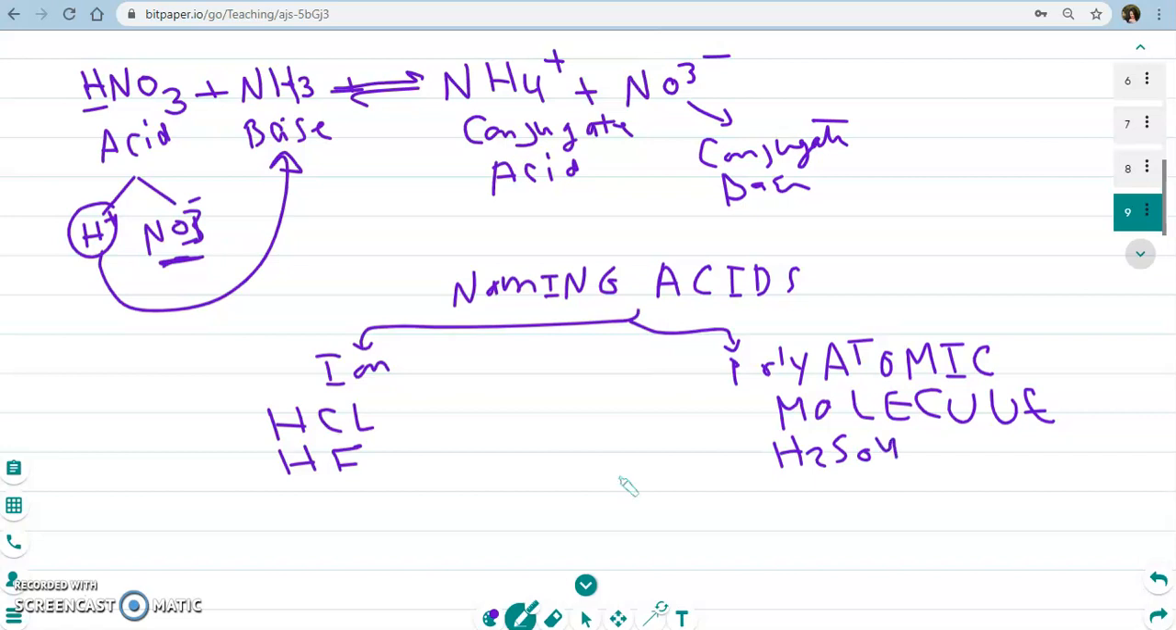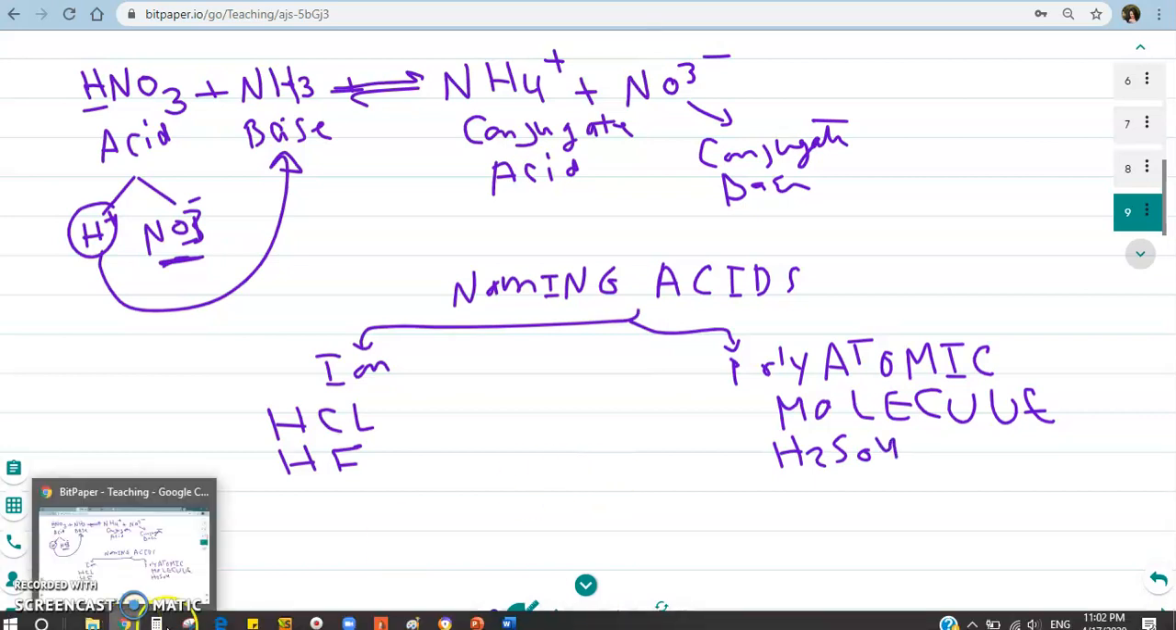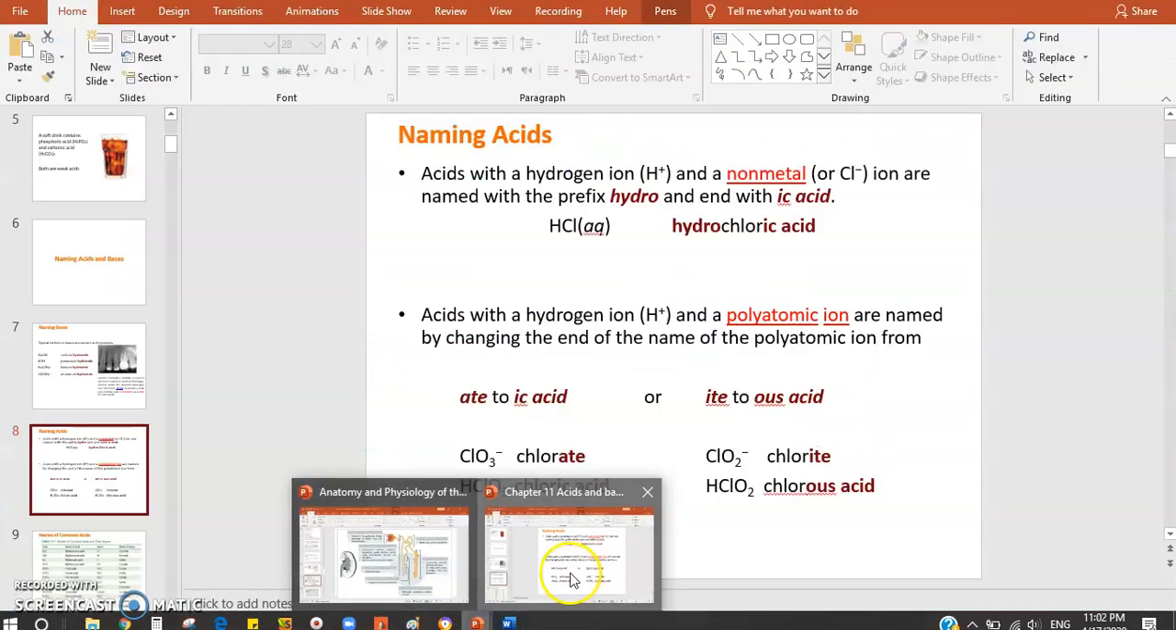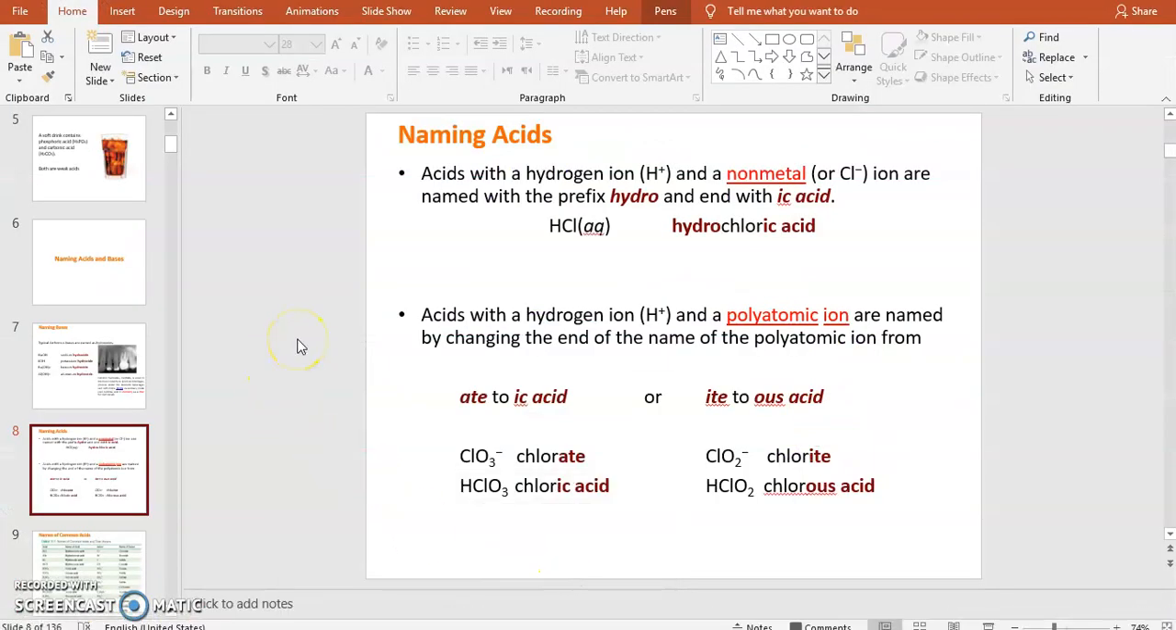H2SO4. This is an example, H3PO4, HClO3. So here, this is acid with a hydrogen, like HCl. So basically what you do is, the name of the HCl is hydrochloric acid. So you use hydro at the beginning, and then the first part of the chloride ion, and you delete the rest and you add ic acid, hydrochloric acid.